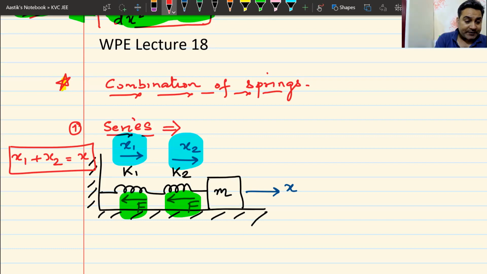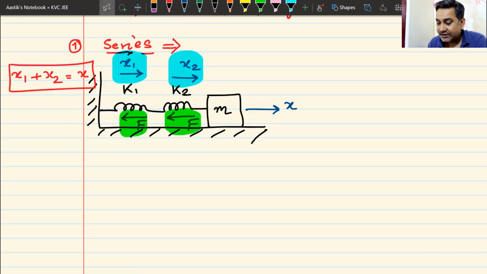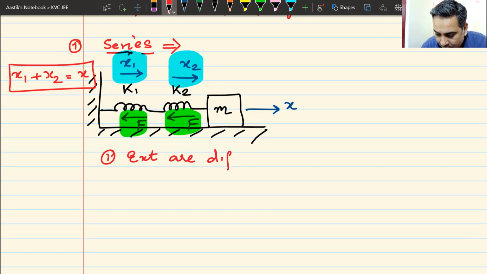So what happens in this series combination? Point number one, extensions are different. If it is extension, there will be extension. If it is compression, it would be compression.